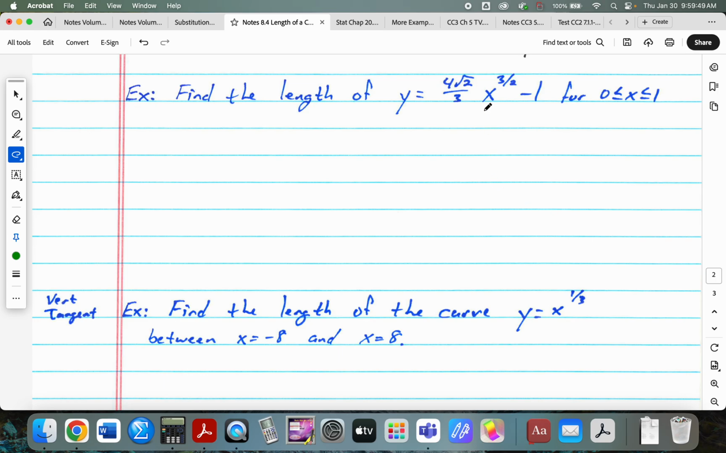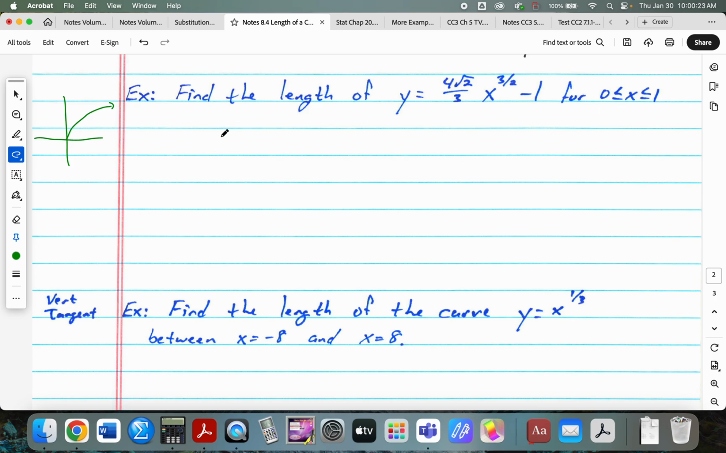So ignoring all the other folderol, the 4 square root of 2 over 3 and the minus 1, essentially this is going to look like x to the 3/2. X to the 3/2 is a function that would be the square root of x cubed, right? So it looks like the square root function, just kind of higher. So that is a smooth curve from 0 to 1.